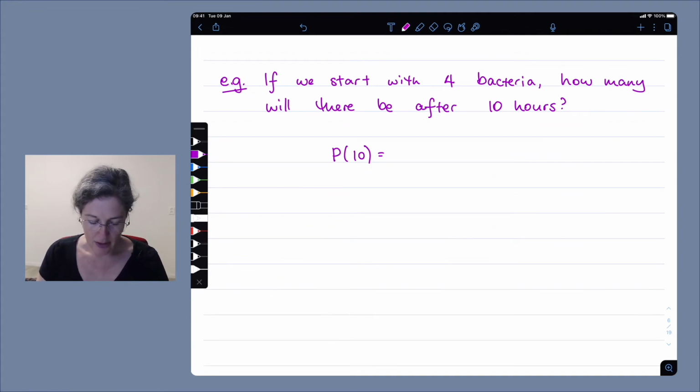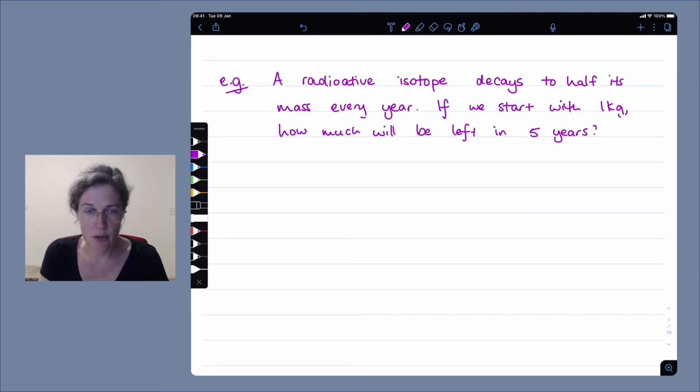So using what we know now, if we start with 4 bacteria, how many will we have after 10 hours if they double every hour? Well, we know that that's going to give us 4 for our initial amount times 2 to the 10, which is a lot of bacteria. But we don't only use this for exponential growth, we can use this for decay. So let's have a look at this problem. We've got a radioactive isotope and it decays to half its mass every year. If we start with 1 kilogram, how much will we have after 5 years?